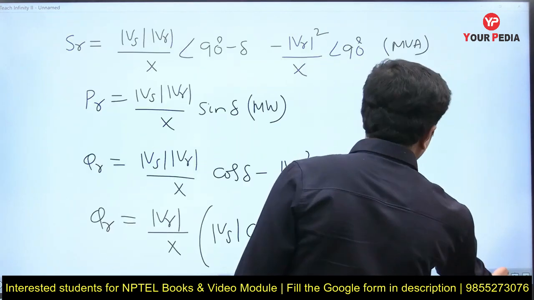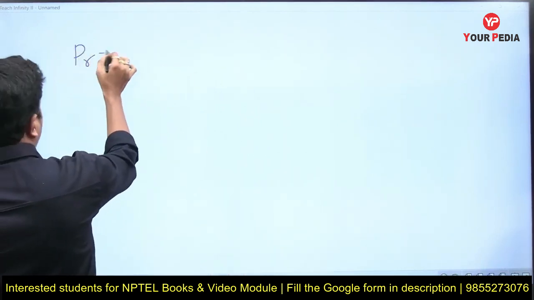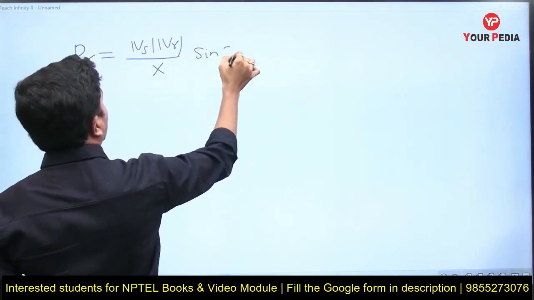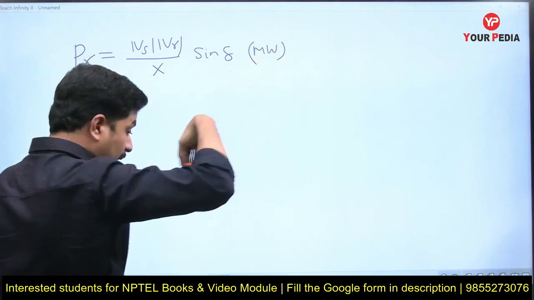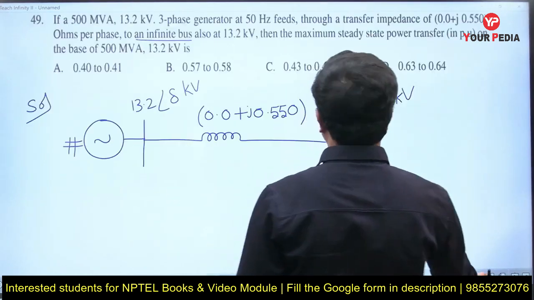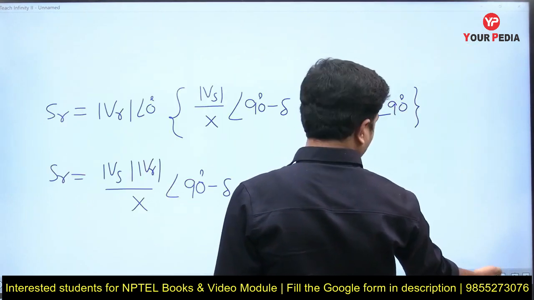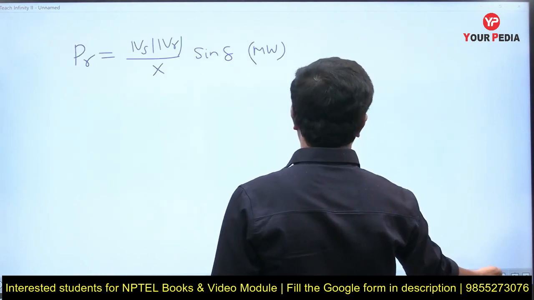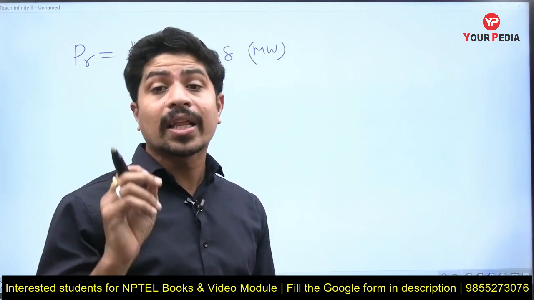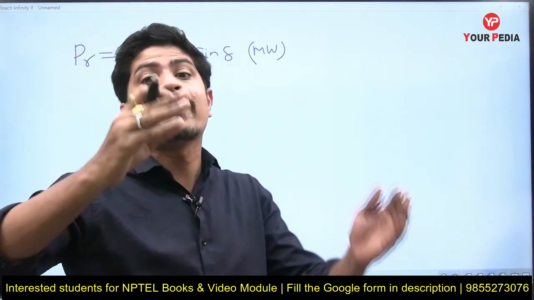Okay, now let's see what he asked. He asked about the maximum power transfer. What is PR? Mod VS mod VR by X into sin delta, in megawatts. He is asking how much is the maximum steady state power transfer, in per unit. Let's find that. If any quantity is either minimum or maximum, its derivative with respect to the variable is equal to 0, and then we get the condition for which that quantity is maximum. If I substitute that condition in the equation, I get the maximum quantity.